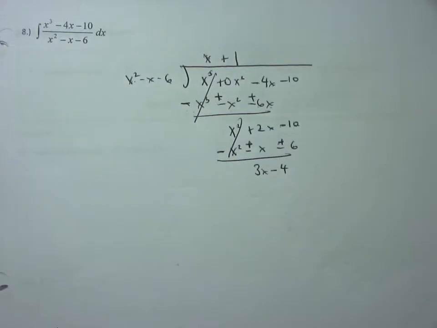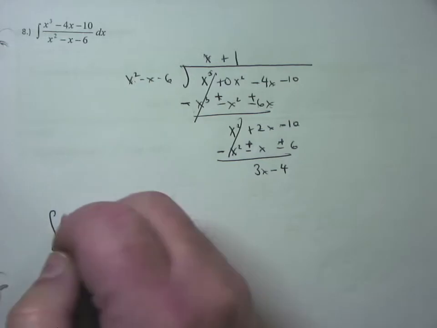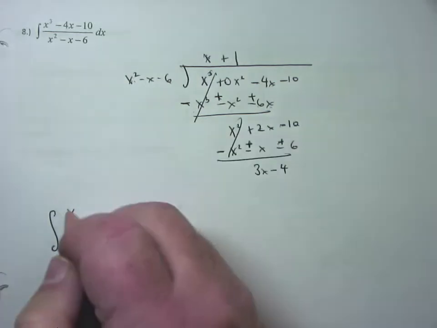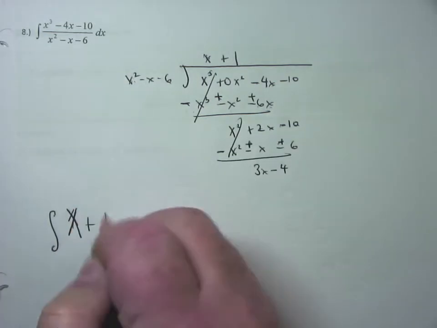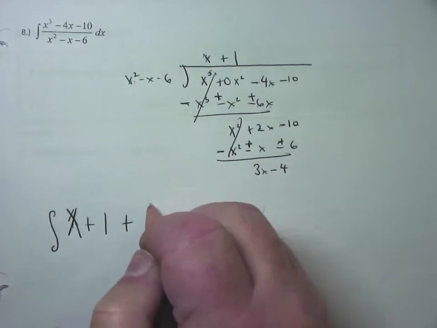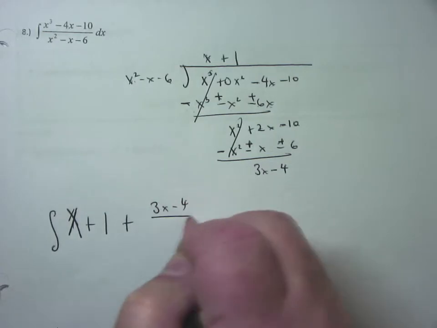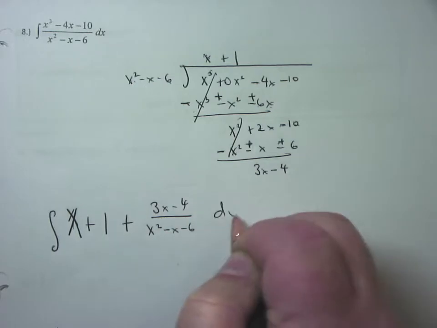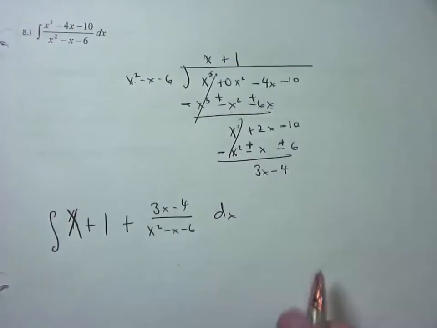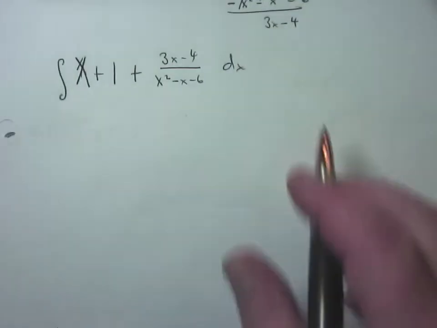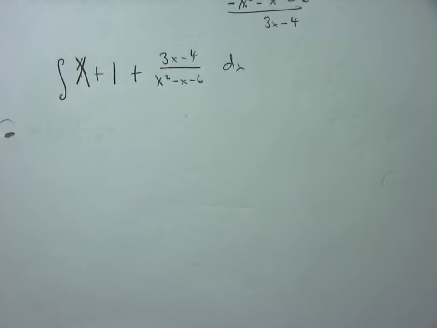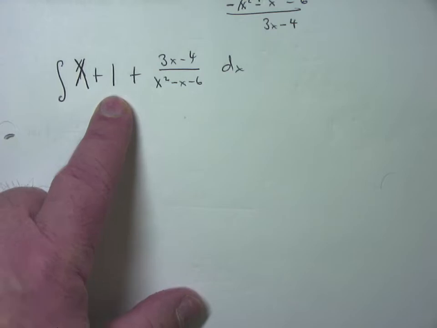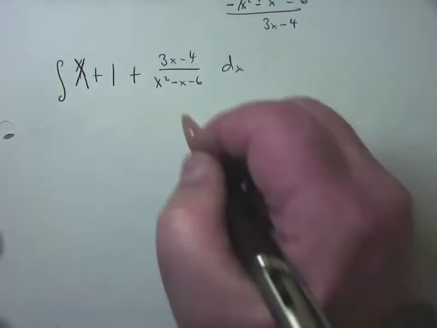So now this problem has turned into the integral of x plus 1 plus your fraction, your remainder, which is 3x minus 4 over the original denominator x squared minus x minus 6, dx. So this problem has turned into this problem here. But now I can integrate x, no problem there. That's x squared over 2. I can integrate 1 with respect to x. That's x. My problem is this guy, so now I've got to work on this.